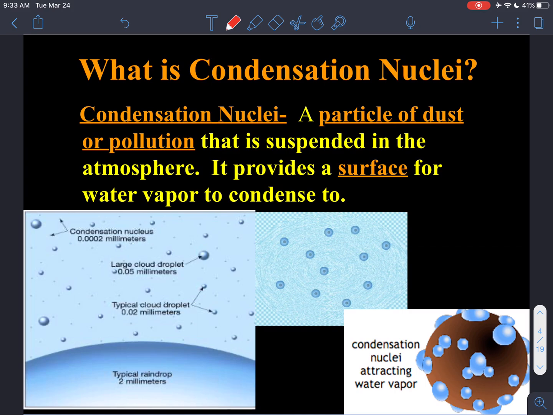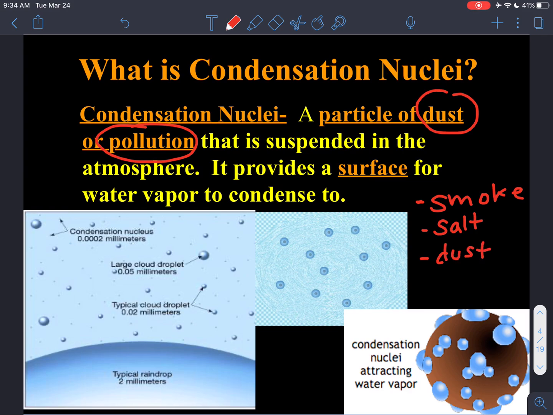Okay, so condensation nuclei, think about particles of dust or pollution that's in the air. That could include smoke, right, ashes from smoke. It could be salt if you're near the beach, or it could just be dust particles that are floating around in the air.